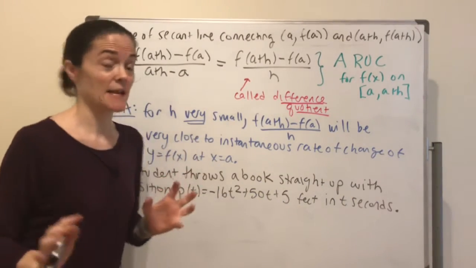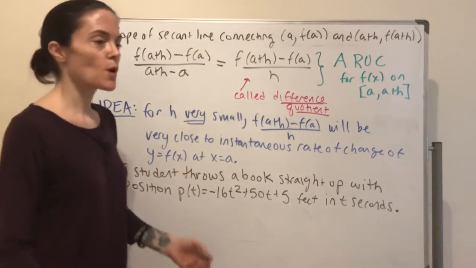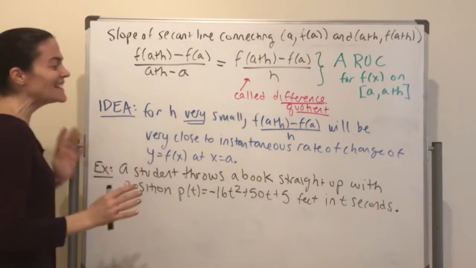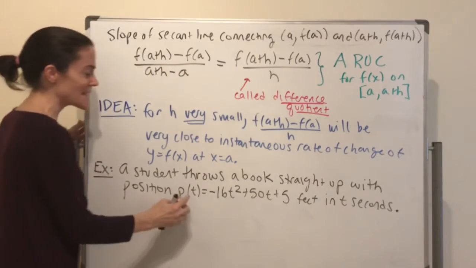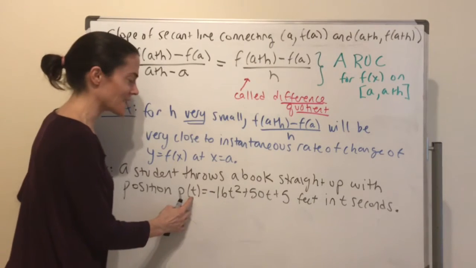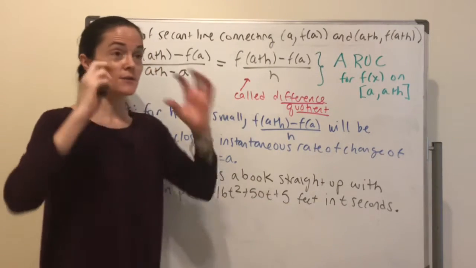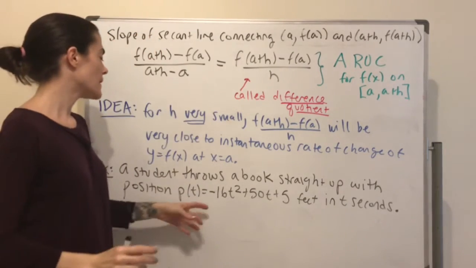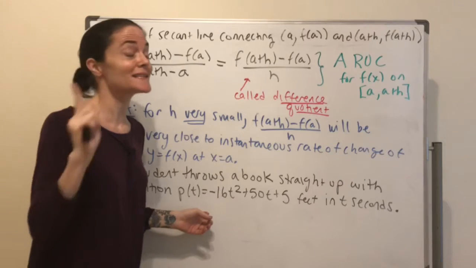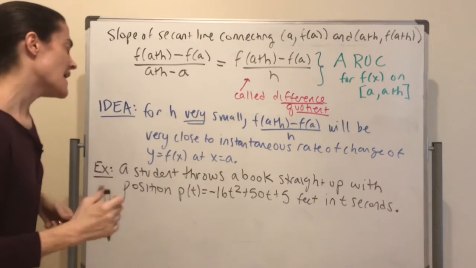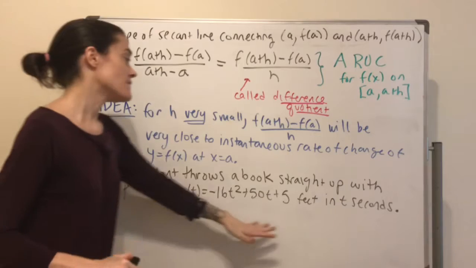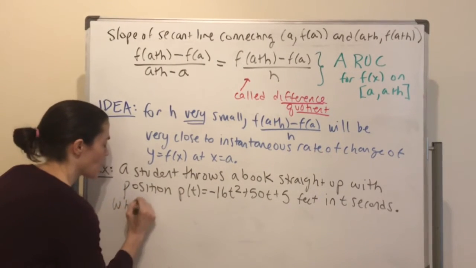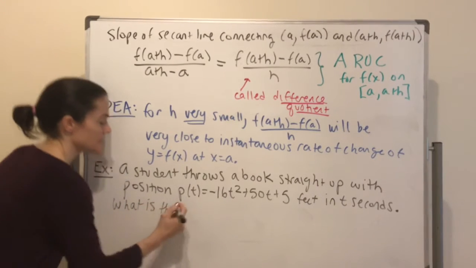Here is an example. A student throws a book straight up. Okay? Don't try this at home. But you have a book. It starts, for example, at initial position, just evaluate p of 0, 5 feet. So you're starting about right here, throwing it straight up. According to this position function, this is motion along a line, and this is how many feet in t seconds. Very nice.